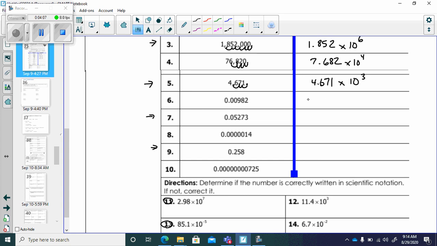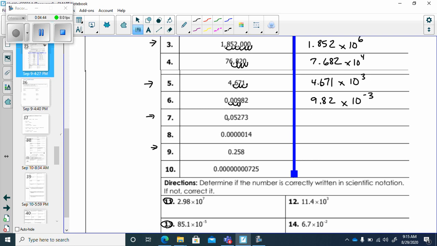Let's look at 6. Okay. If we find the place we're going to put our decimals right there, so we can have 9.82. See, the first number is greater than or equal to 1, but less than 10. Now, times 10 to the. I'm moving my decimal 1, 2, 3 places. Okay, this number is smaller than 1, so it's going to be a negative exponent. Also, notice we didn't count the number of zeros we moved it past. We counted the number of places that we moved the decimal.